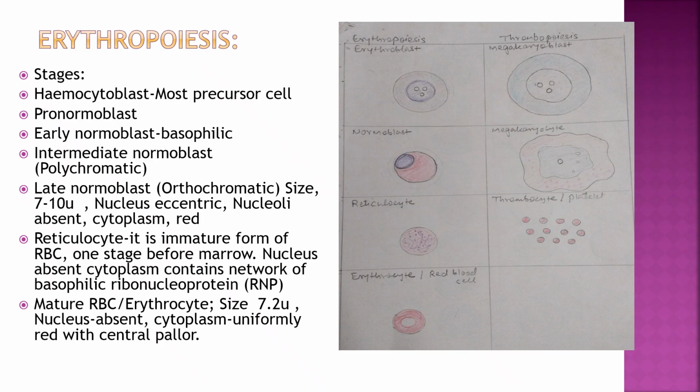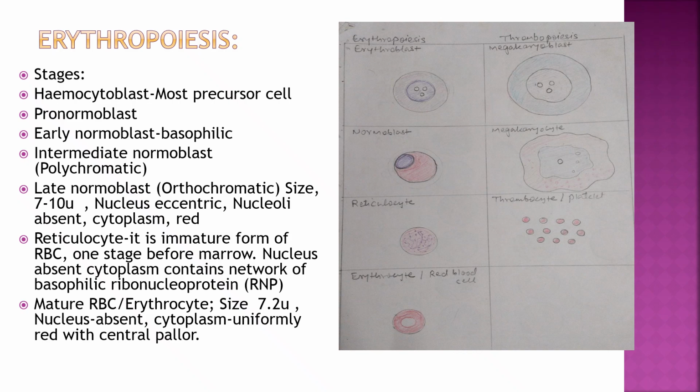It is basophilic, that is purple in color. Then intermediate normoblast, it is polychromatic, that is cytoplasm is purple and pink in color. Then late normoblast, it is around 7 to 10 micron in size. Nucleus is eccentric, nucleoli absent and cytoplasm pink in color.